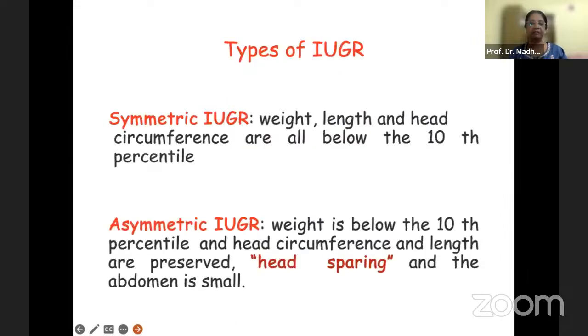What are the various types of IUGR? The symmetric IUGR, that is the weight, the length, and the head circumference are all below the 10th percentile. What most countries have generally fixed is anything below the 10th percentile for that gestational age. If the weight is below, it's called IUGR. Asymmetric IUGR is the weight below the 10th percentile and the head circumference and the length are preserved. That is, the weight is less, but the head circumference and the length of the baby are preserved. This is called head sparing, and in these cases, the abdomen is small. This is not so serious as a symmetrical IUGR.